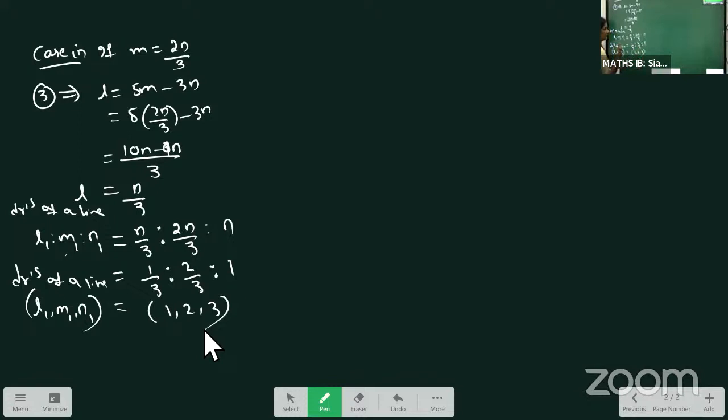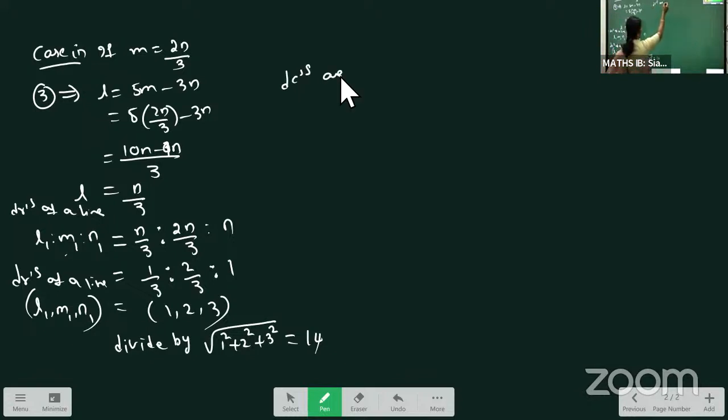How to convert DRs into DCs? Divide by under root of 1 square plus 2 square plus 3 square. 9 plus 4, 13, plus 1, 14. So the DCs of the line, the direction cosines, are 1 by root 14, 2 by root 14, 3 by root 14. This is case 1. Now, case 2.